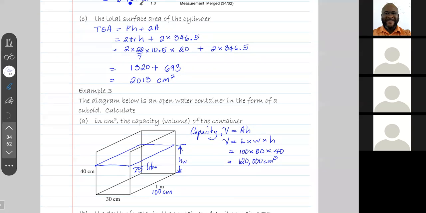Let me ask you this. The water in the container is also a cuboid. So what is the length of the water? 100 centimeters, good. What is the width of the water? 30 centimeters. Very good. What is the height of the container?